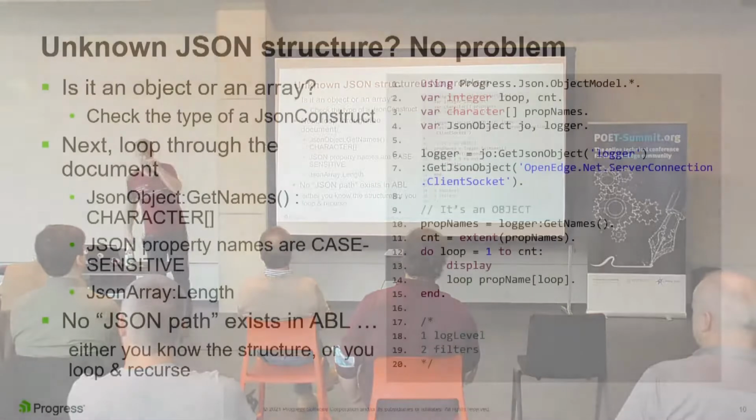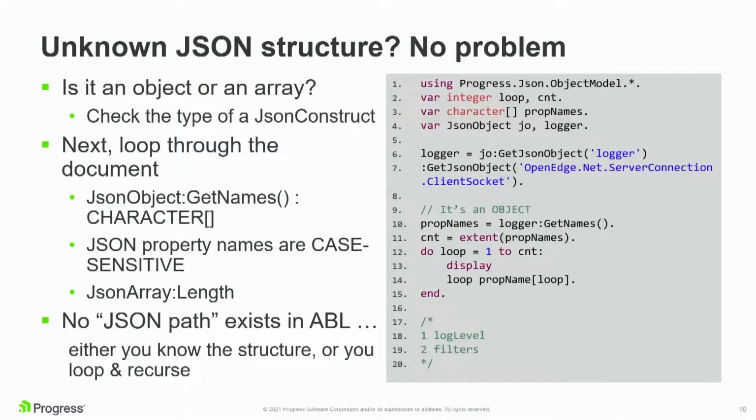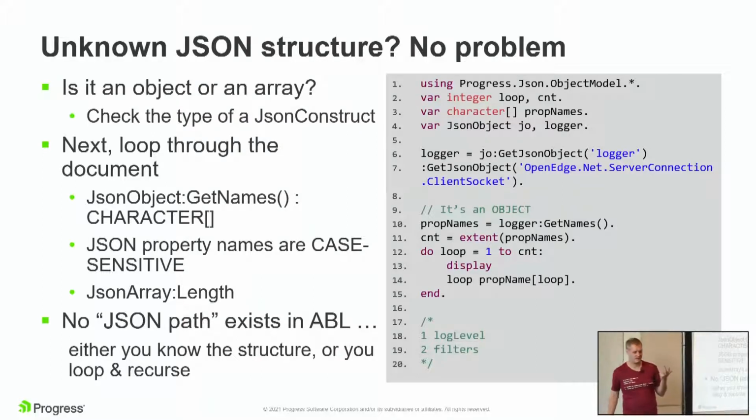All right, so if we don't know what the document looks like, how can we read that? The first thing we have to do is ask, is it an object or an array? We know it can be only one of those two. And as I said earlier, usually you assume you know, if you're reading a config file, you can assume that, but you may not.